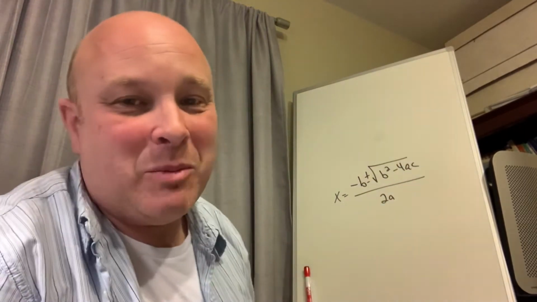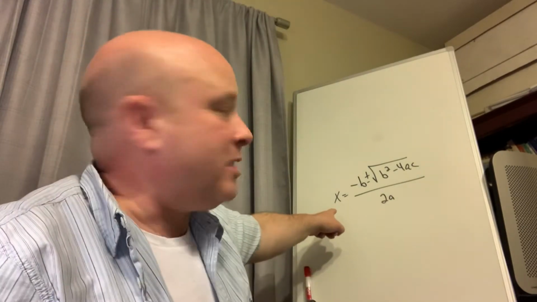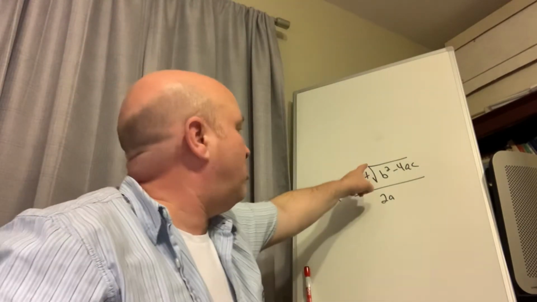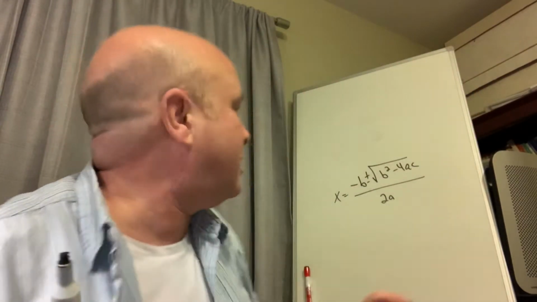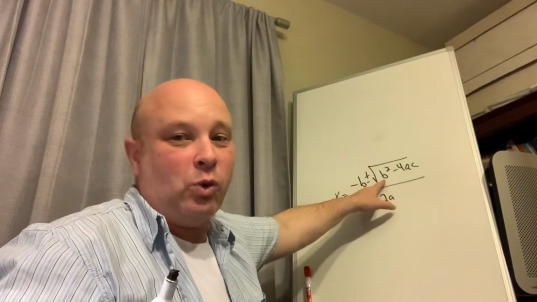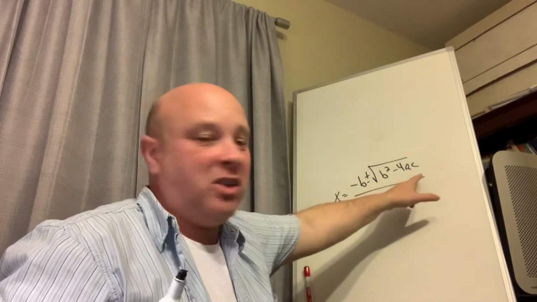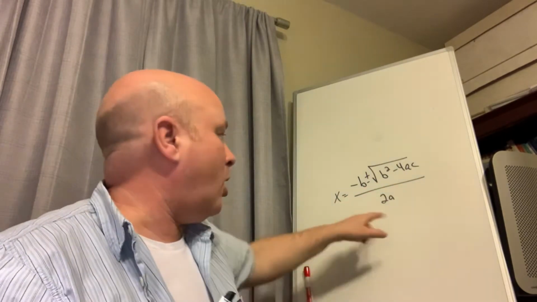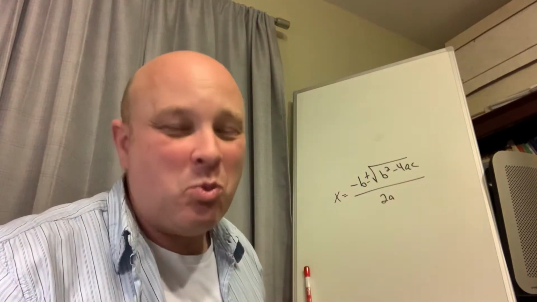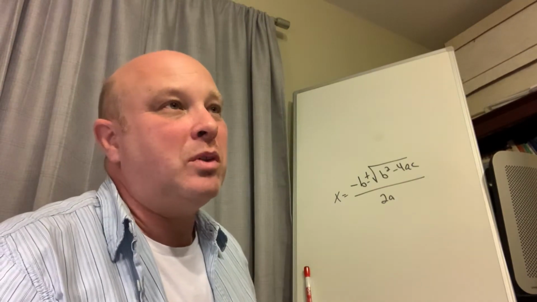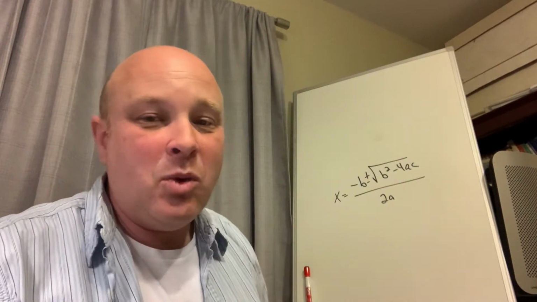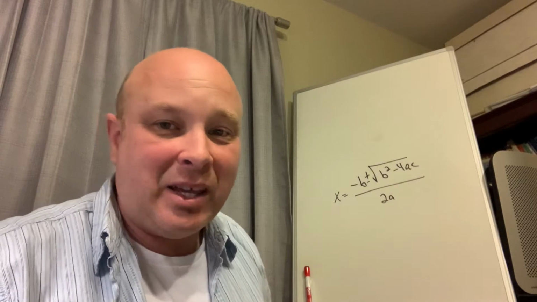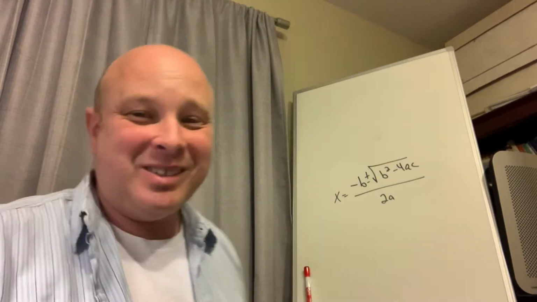Okay, let me read this for you again. X equals negative b plus or minus, that means you're going to have two answers because you're going to have two x's, right? Plus or minus the square root of b squared minus 4 times a times c. All of this is over 2a. What do you mean a and b and c? Remember, when we're given a quadratic equation, we want it to look in standard form.